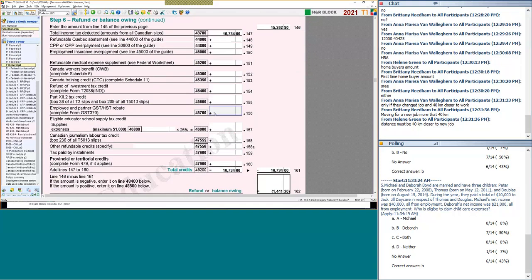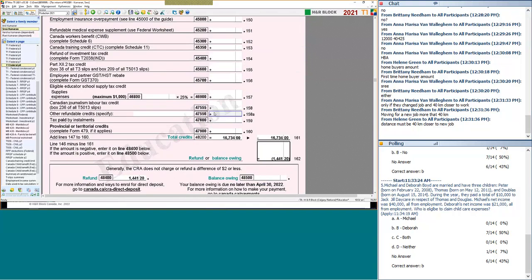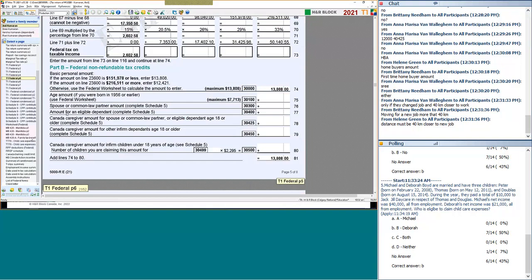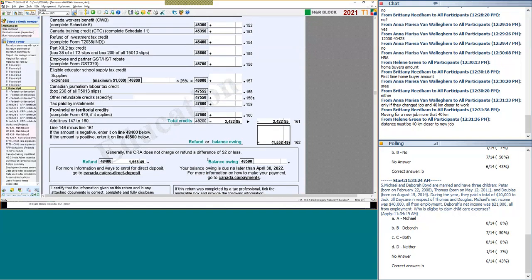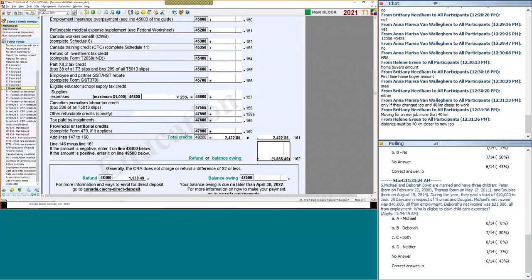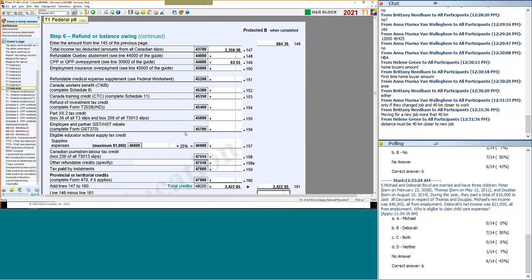So if you did do the whole return, Sri gets a refund of $1,441.20. And Anil gets a refund of $1,558.49. So they're both getting refunds.